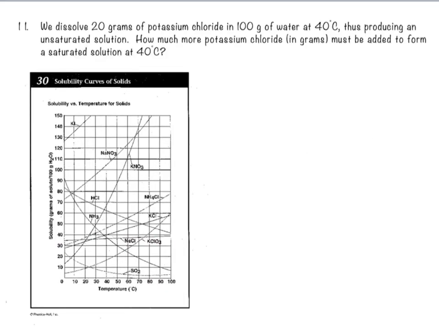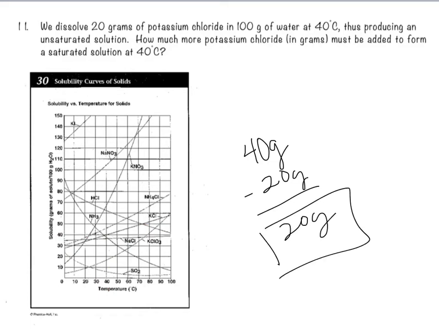Okay, in this problem, you're dissolving 20 grams of potassium chloride in 100 grams of water at 40 degrees Celsius. And so it says the solution will be unsaturated. Let's take a look here. It says 40 degrees Celsius and 100 grams of water, and it's potassium chloride. Potassium chloride is this line right here. If you follow it up, it looks like it can hold roughly 40 grams of the solute. So if it can hold a maximum of 40 grams, but it's only holding 20 grams, you can dissolve 20 more grams of the salt in that solution.